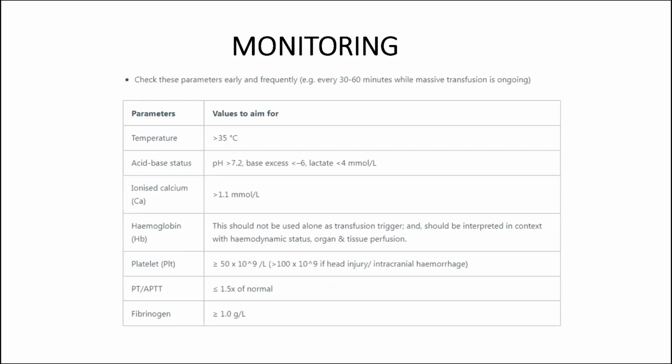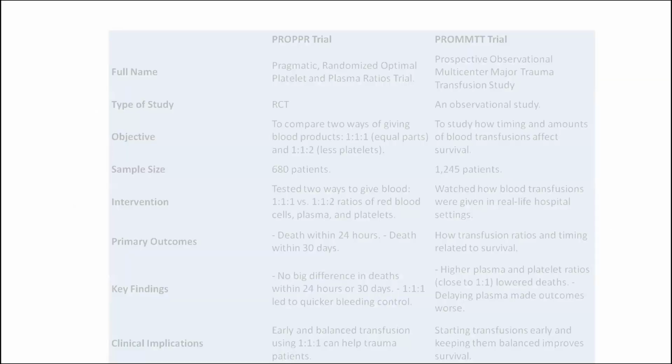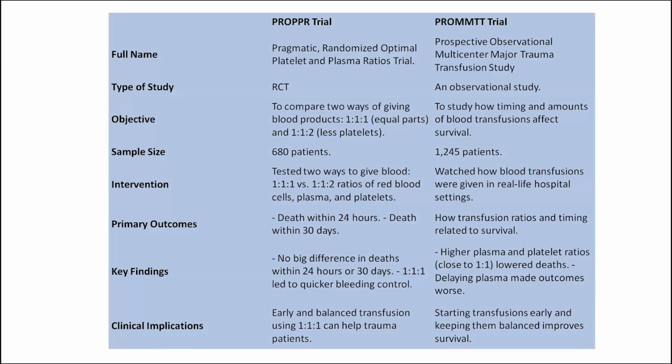So what do you do in MTP? You have to monitor temperature, maintain acid-base balance and ionized calcium. Platelet count target is more than 50 thousand, PT INR less than 1.5, and fibrinogen 1 to 1.2 grams per liter is the target. The PROPPR trial is the evidence from which the 1:1:1 ratio came into existence. If they ask for evidence for this, it is PROPPR. You don't have to remember this slide. I just put it so that you understand it. It's categorized very easily, and you can get this in multiple places.